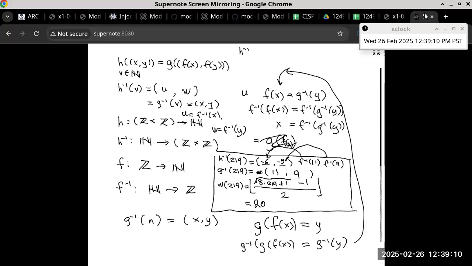So I have, this is not the proof, okay? This is not a proof that the structure of H inverse by using G inverse and F inverse is correct, but it is an example of how it can be applied. Is that okay?